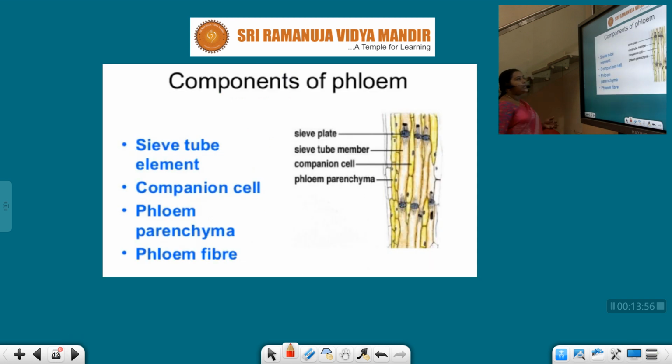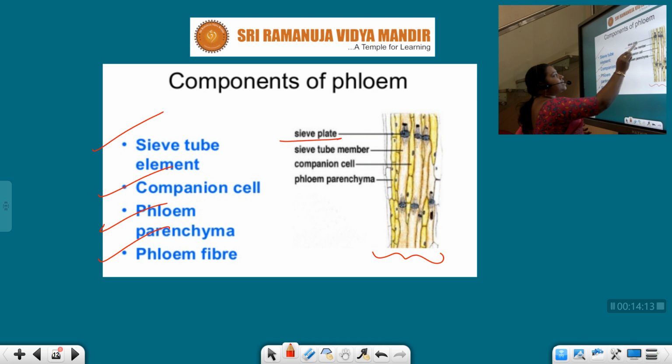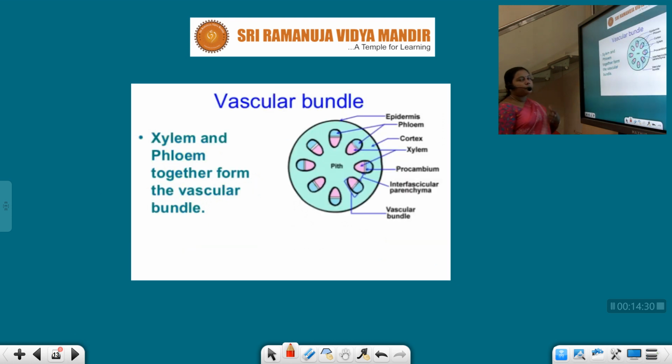Let us see the different components present in our phloem: sieve tubes, companion cells, phloem parenchyma and the phloem fiber. See, this one is the phloem tissue and it is having the sieve plates with the sieve tubes. Companion cells are present and this is the phloem parenchyma. Companion cells, phloem parenchyma, phloem fibers and sieve tubes are present in the phloem.